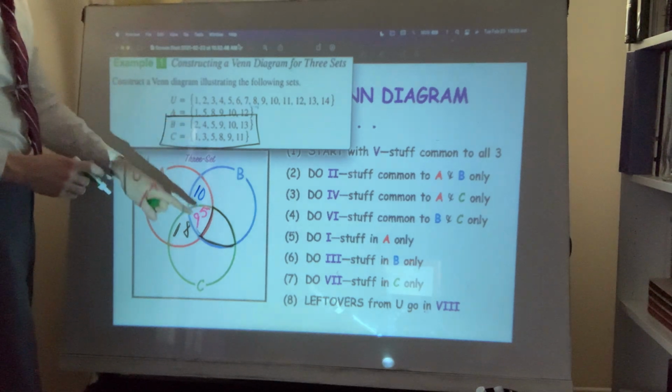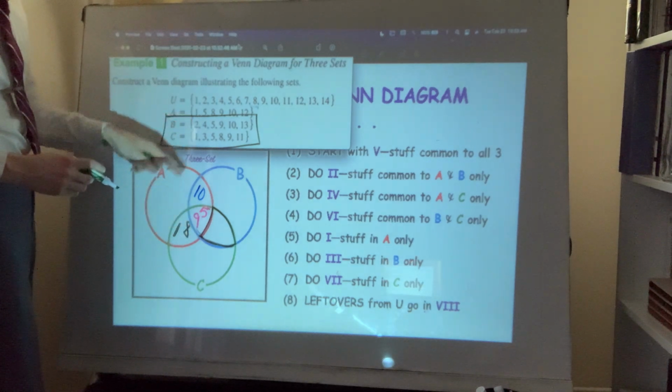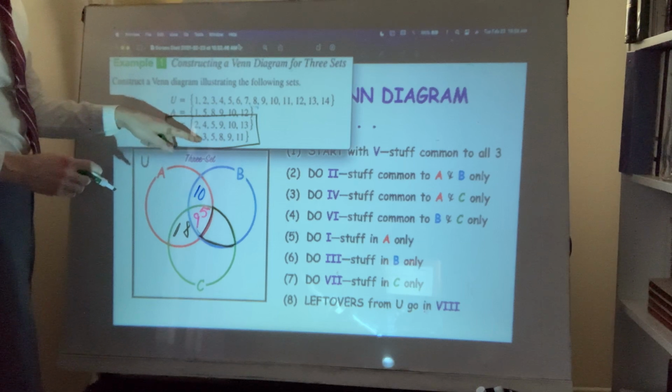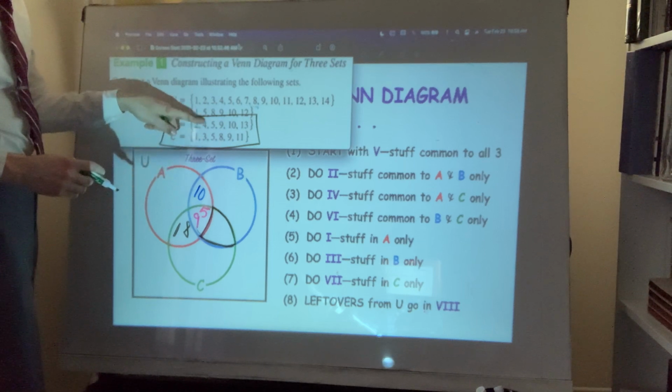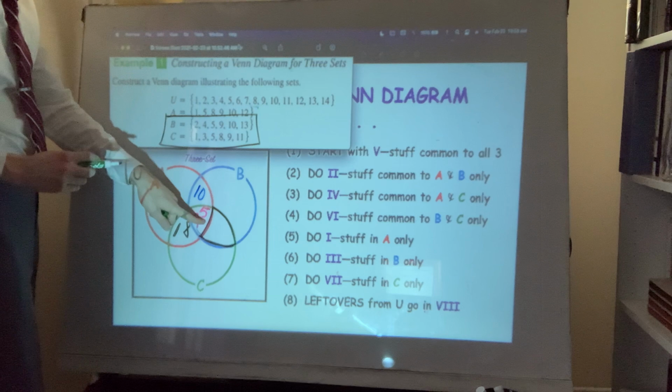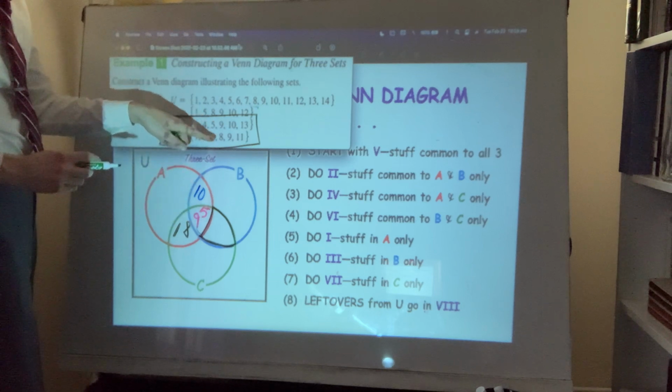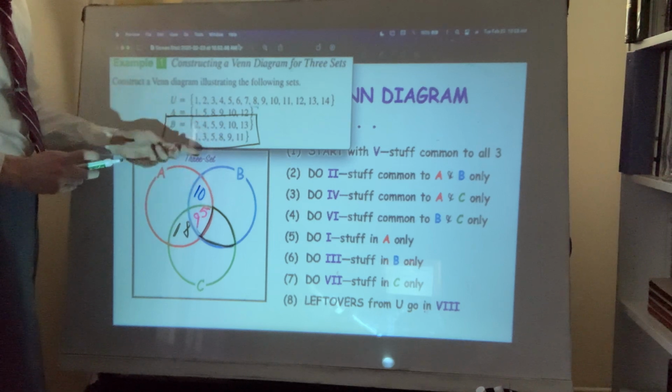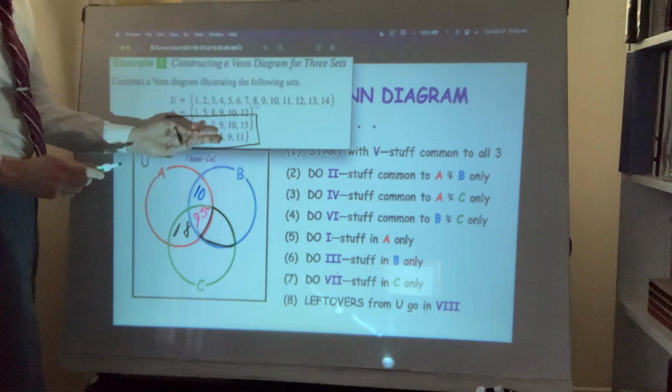1 does not show up in both. 2 does not show up in both. 3 does not show up in both, nor does 4. 5 is already again accounted for. Alright, 6 is in neither, 7 is in neither, 8 is just in C. 9 is already accounted for.